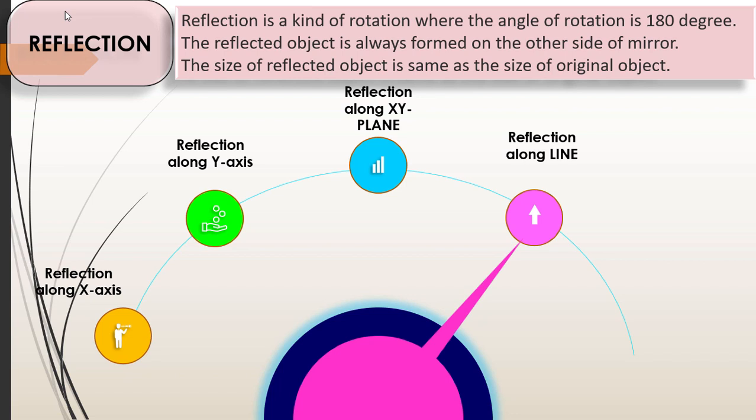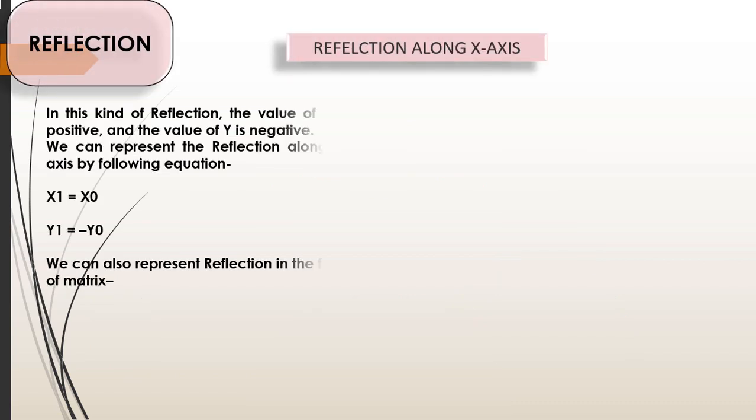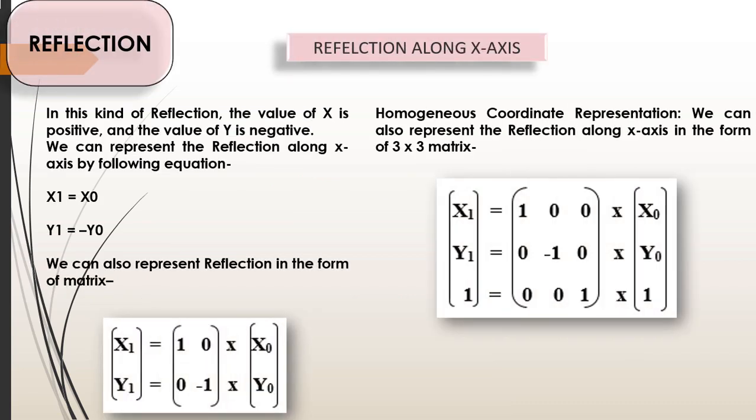Reflection can be of 4 types. It can be performed along the x-axis, along the y-axis, along the xy plane, or along a particular line. So this is all about the definition and some information about reflection. Now let us see the reflection along the x-axis. In this kind of reflection the value of x is positive and the value of y is negative. That's why it is called reflection along the x-axis.